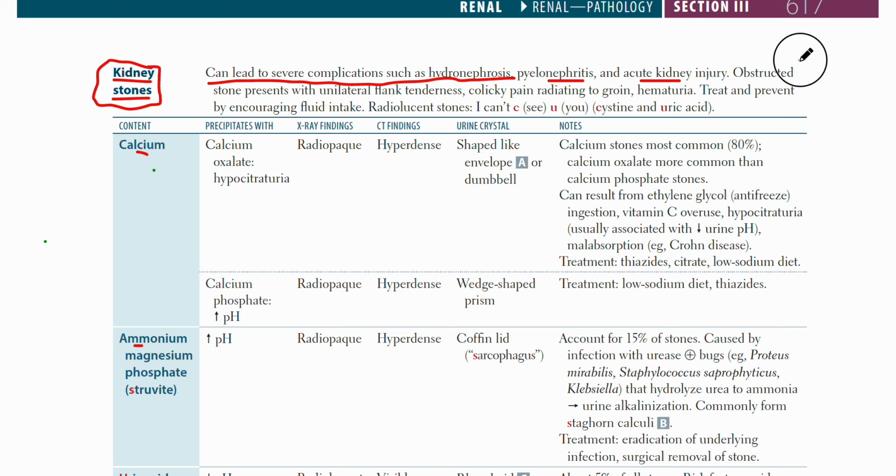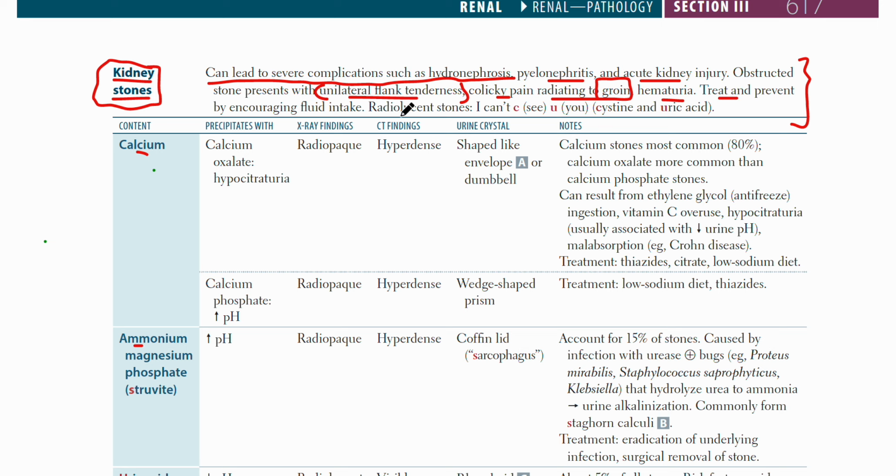The obstructed stone presents with unilateral flank tenderness. Flank tenderness is in the side of your abdomen, and also colicky pain, which is sharp pain radiating to the groin, that is the inner thigh region. Hematuria is also present, that is, red blood cell casts are present. We can treat and prevent this by encouraging fluid intake.